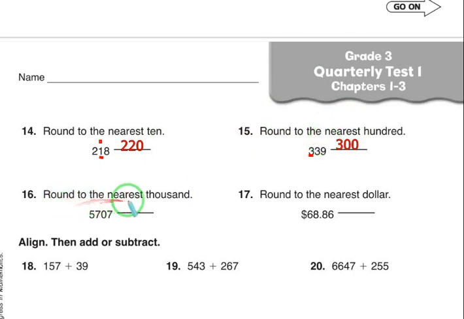Okay, now round to the nearest 1000. We have 5707, and the digit is the 1000. Now we have 5707. Look to the right. What do we have in the right? We have number 7. Is it strong enough to give the 5 a number? Yeah, it is. So the answer will be about 6000.